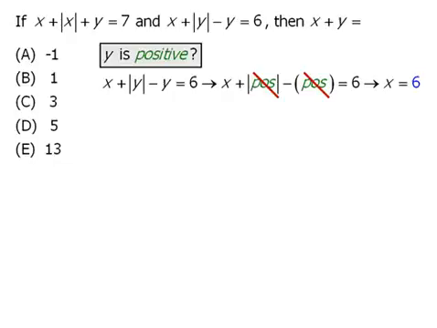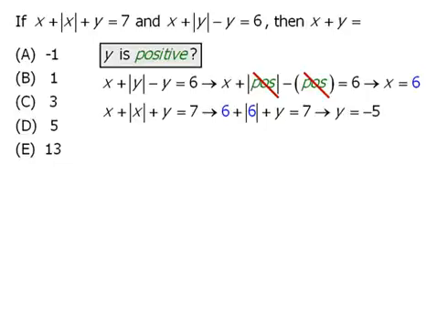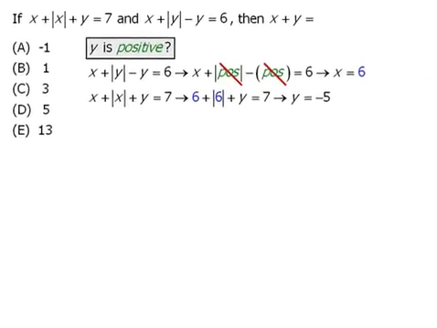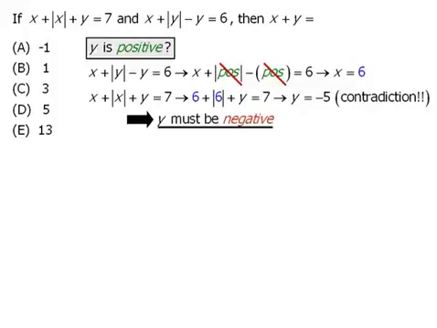Now before we assume x equals 6, let's plug 6 into our first equation. When we do so, we see that y must equal negative 5. However, we just assumed that y is a positive number, so if we conclude now that y is negative 5, we have a contradiction. So y cannot be a positive number. In fact, we can conclude that y must be a negative number.